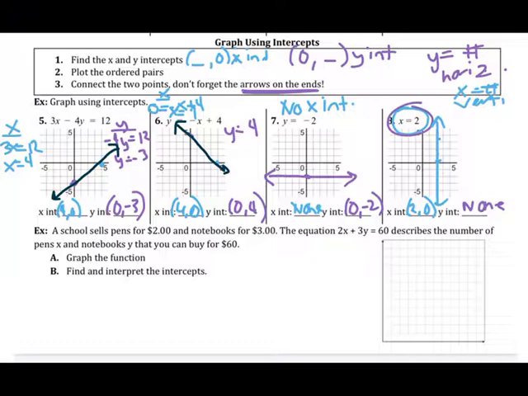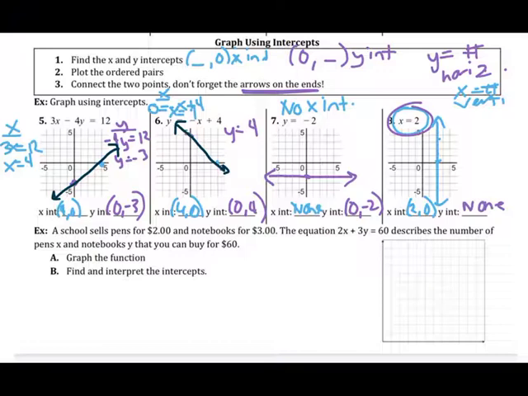Now let's tie this together in a word problem so we can kind of understand the context around why this might be helpful or useful. A school sells pens for $2 and notebooks for $3. The equation 2x + 3y = 60 describes the number of pens, x, and notebooks, y, that you can buy for $60. Part A says to graph the function. Part B says to find and interpret the intercepts.